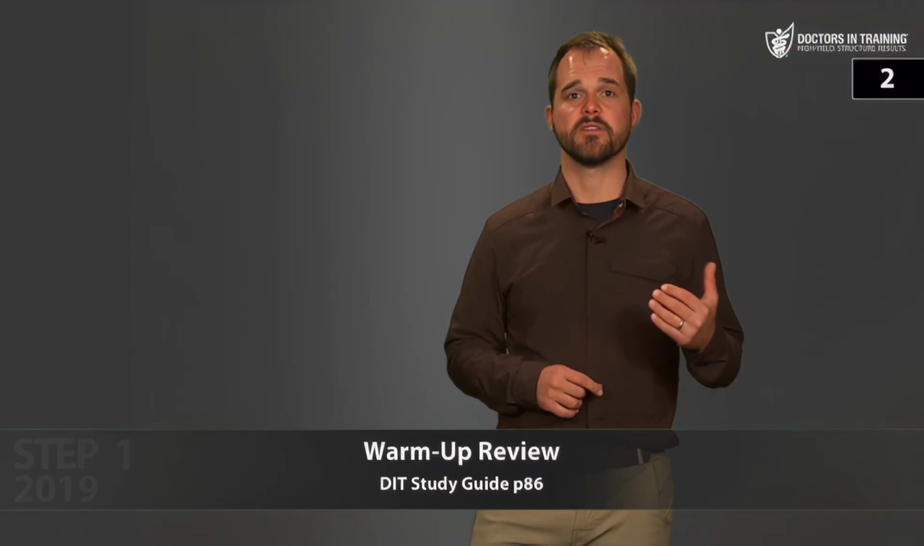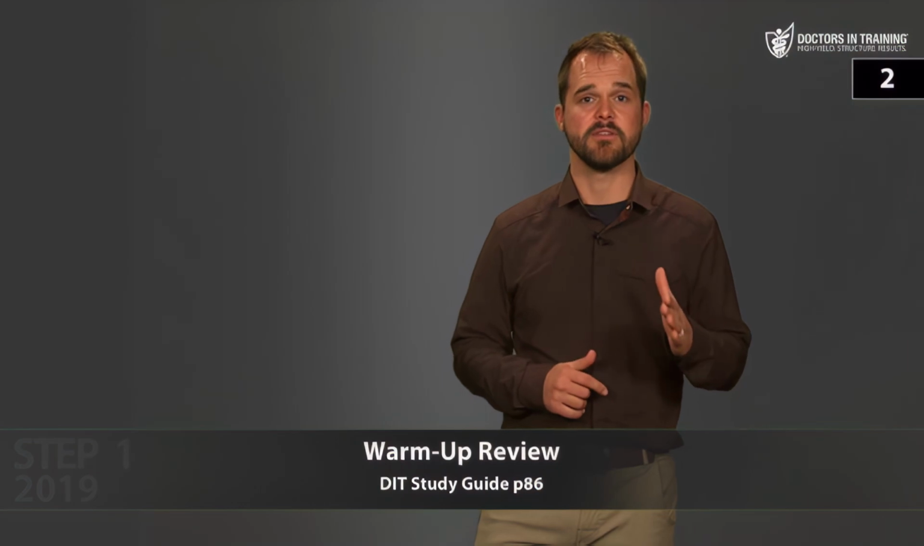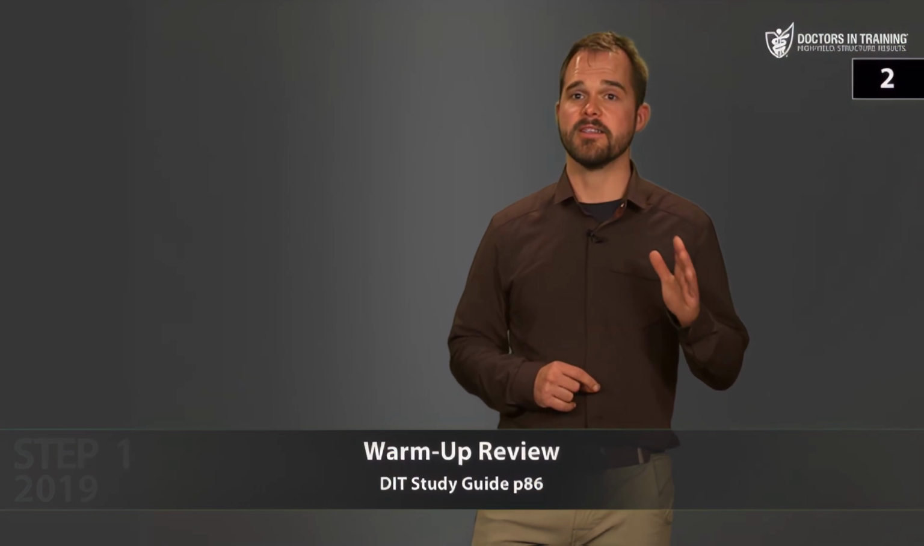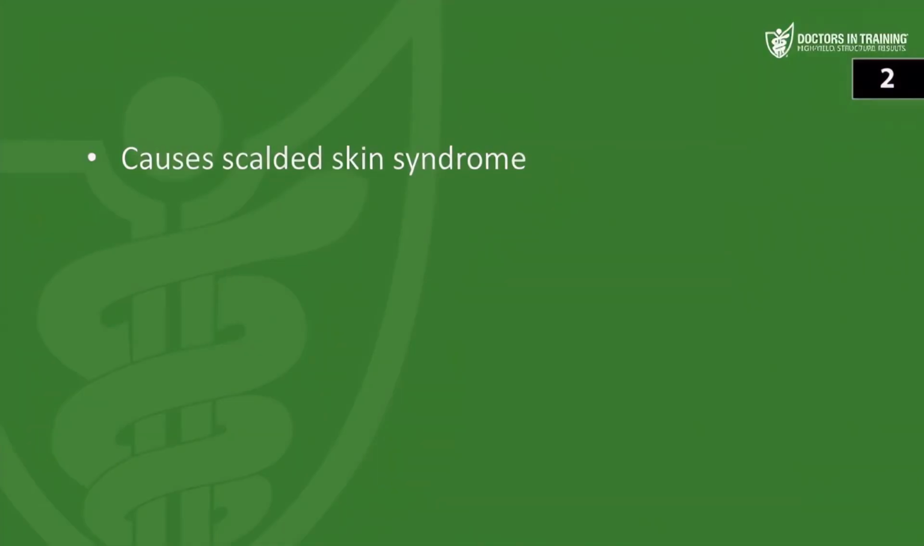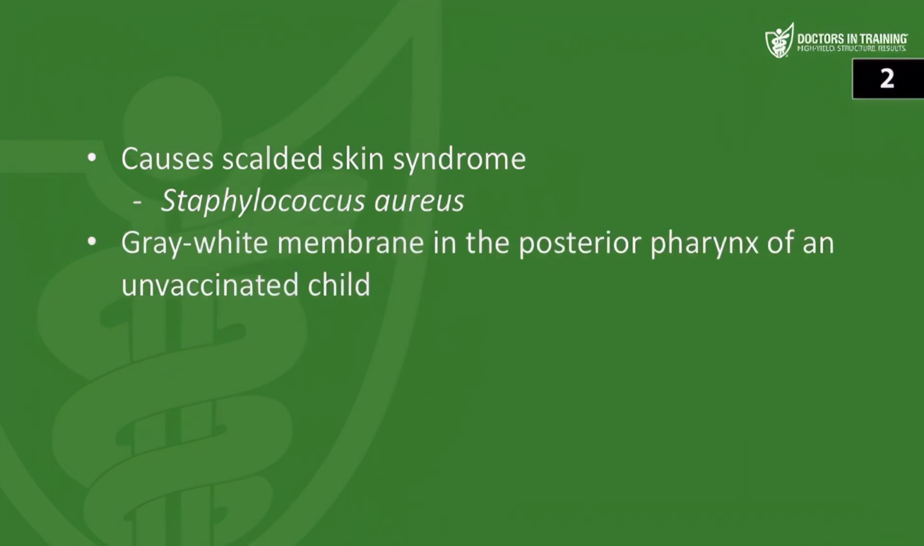Which gram-positive organism is associated with each of the following statements? The first one is a gram-positive organism that causes scalded skin syndrome. It's Staph aureus. The epidermolytic and exfoliative toxin of Staph aureus causes this. Gray-white membrane in the posterior pharynx of an unvaccinated child is Corynebacterium diphtheriae, causing diphtheria.